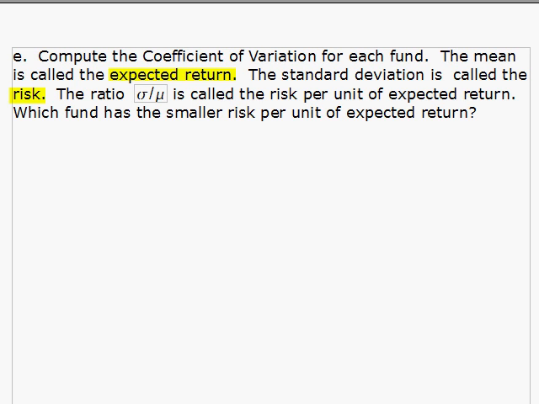That ratio, that coefficient of variation, which is right here, taking the standard deviation and dividing by the mean, is called the risk per unit of expected return. And that gives you a way to compare different stocks, because they'll have different averages and different standard deviations. Looking at the standard deviation alone is not a good comparison.